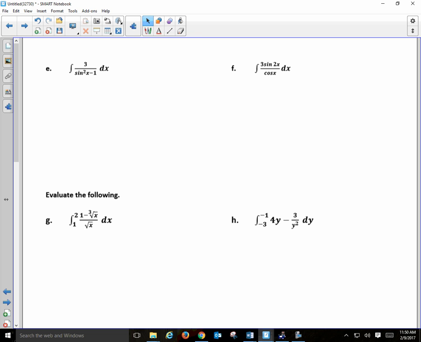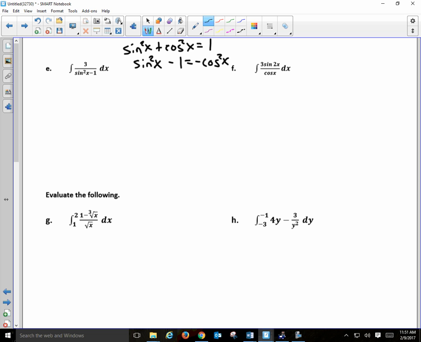Okay, letter E. The integral of 3 over sine squared of x minus 1. There's a substitution that I need to make. Sine squared of x plus cosine squared of x is equal to 1. I want sine squared minus 1. So if I subtract the 1, therefore I can write this as the integral of 3 over negative cosine squared of x dx.